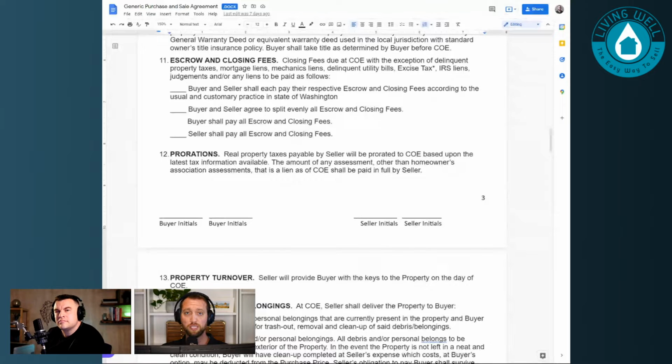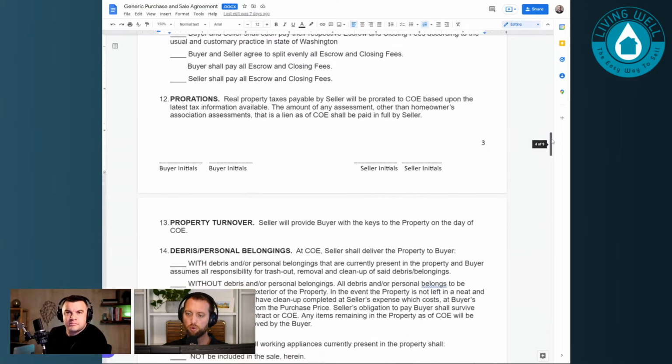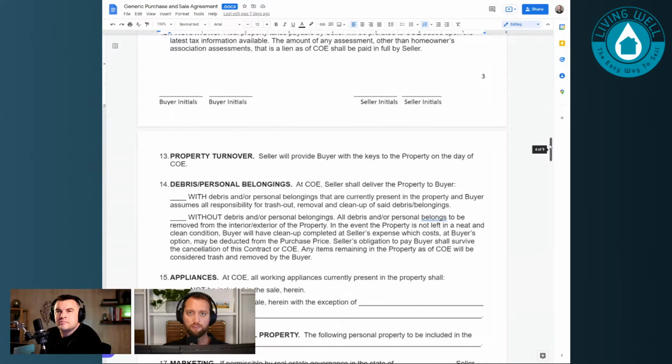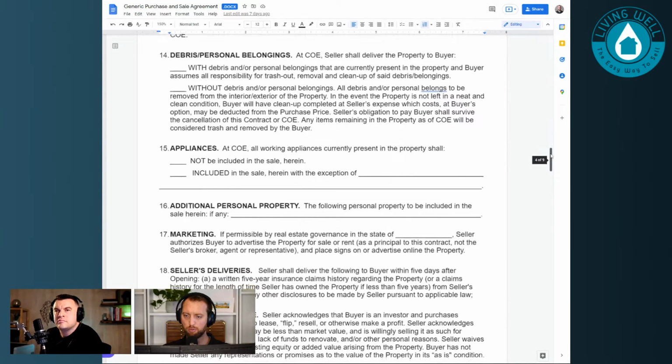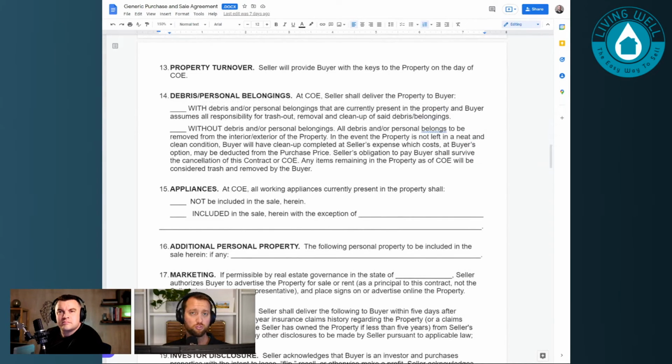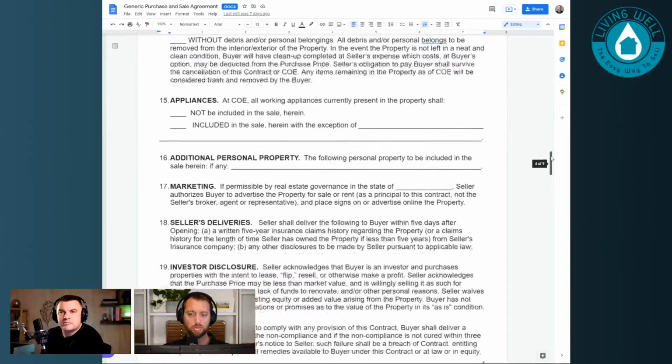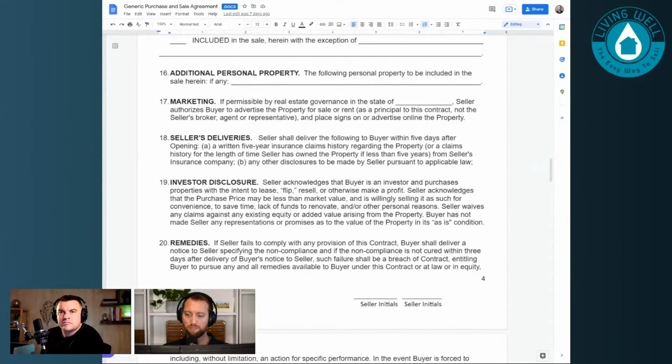Escrow and closing fees. So it costs money to sell a piece of property. Who's paying all that stuff? Are we going to split it? Is it all me? Is it all them? That needs to be spelled out. Prorations. If I owe half of a lighting bill or something like their electricity bill, who's paying that and when's it going to happen? That's pretty standard stuff. Some of the stuff I can skip over. Debris. If my house or my property has a bunch of stuff all over the place, am I cleaning it up? Are they cleaning it up? Appliances, marketing, solar deliveries, investor disclosures.